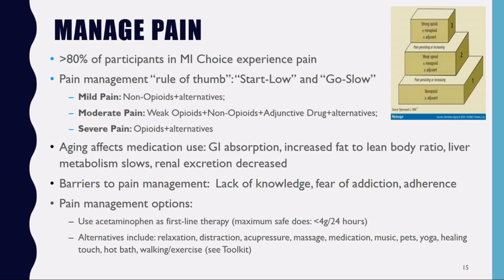This is important because it reduces GI absorption, and they have increased fat to lean body ratio, poorer liver metabolism because it slows, and their renal excretion is decreased. This is very important to know when prescribing pain medications. We also know that there's a lot of barriers to pain management: lack of knowledge, fear of addiction, and adherence to the medication regimen. So here are some suggested pain management options.